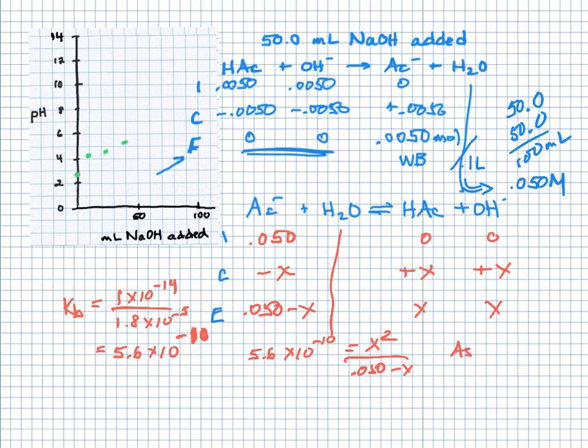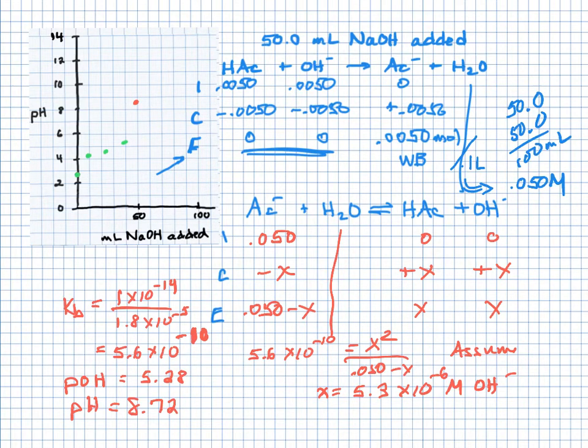Go ahead and make your assumption. Okay, x is going to come out to be 5.3 times 10 to the minus 6 molar OH minus. So now pOH is 5.28 and pH is 8.72. So we're up here somewhere.